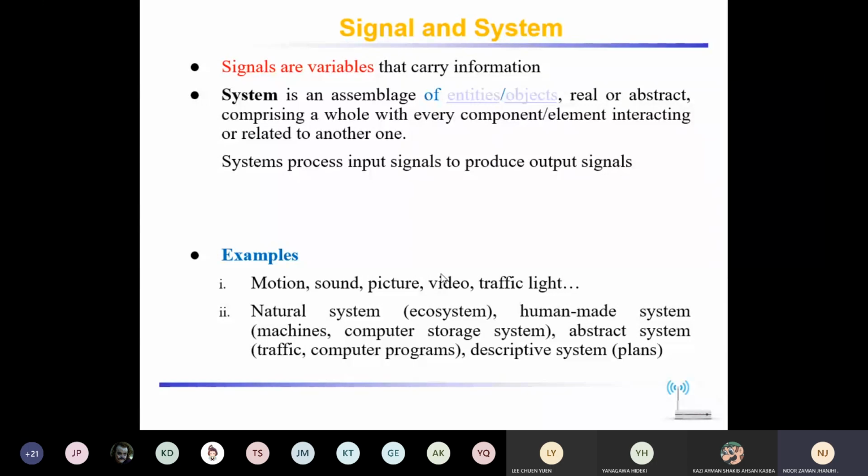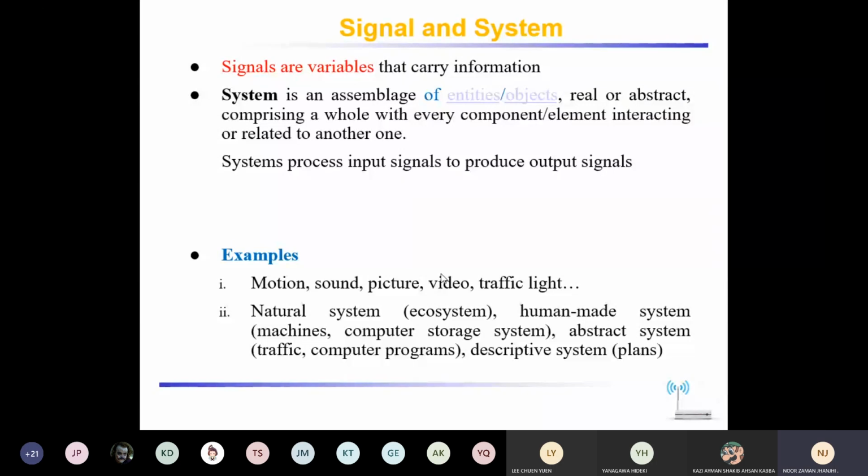But we know what the system is. What it's trying to tell us is that it is the assembling, joining, combination of different components, which can work with each other in some order, in some sequence, and then they can produce some output. This could be the very simple and easy definition for the system. So now we know what a signal is, and now we know what a system is.